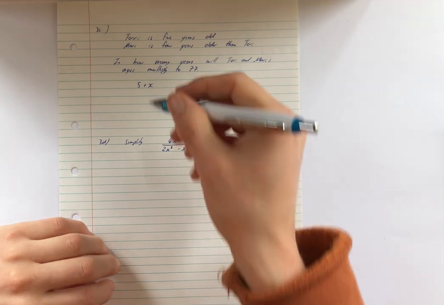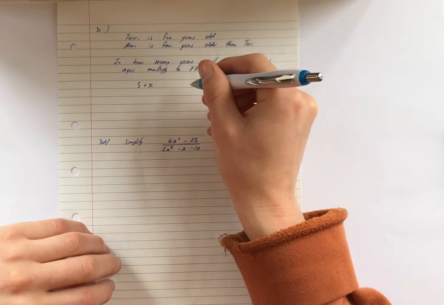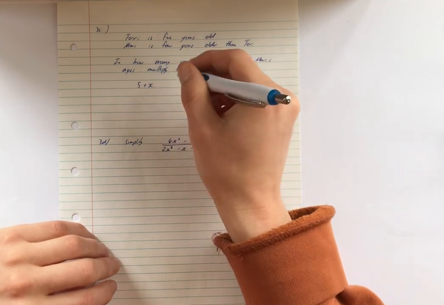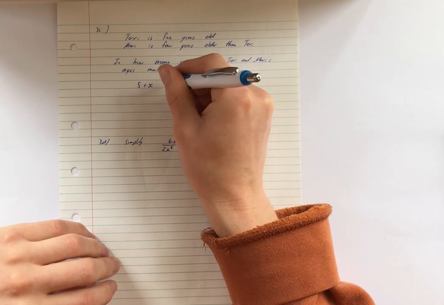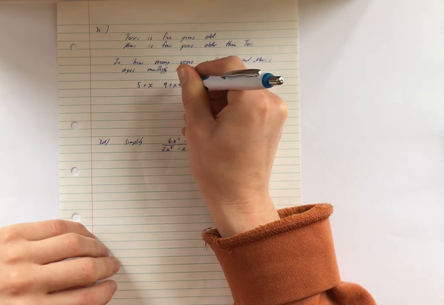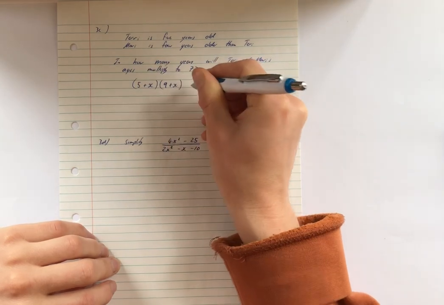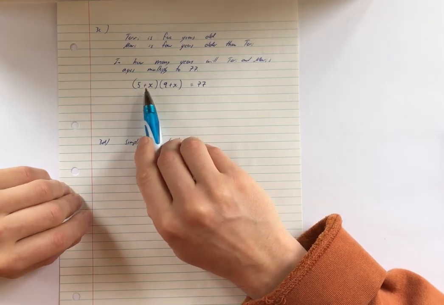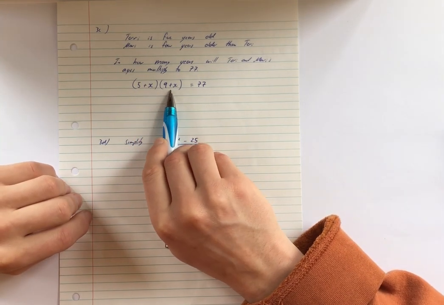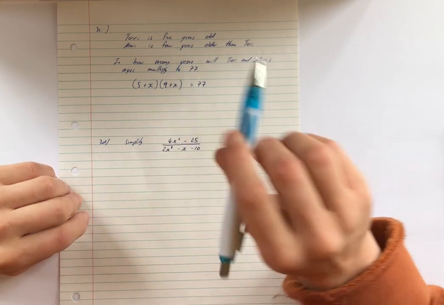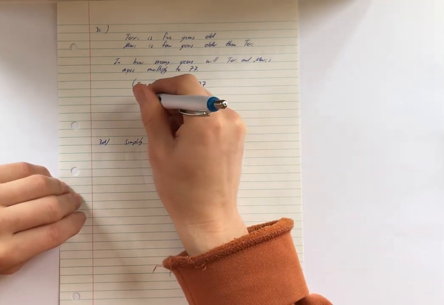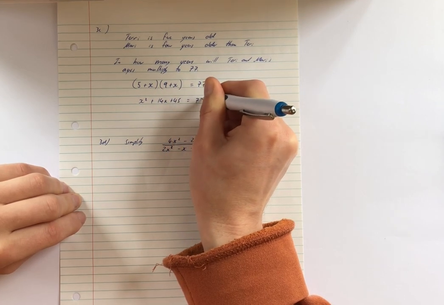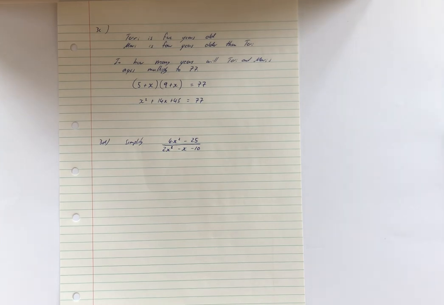So Terry's age plus x, and we're going to get Mari's age, but Mari is 4 years older, so she or he is 9. And if we add the same number of years and then multiply, we should get 77. So a 5-year-old plus that number of years, a 9-year-old plus the same number of years, multiplied together should give 77. Right, when we expand, we should get x squared plus 14x plus 45 equals 77.